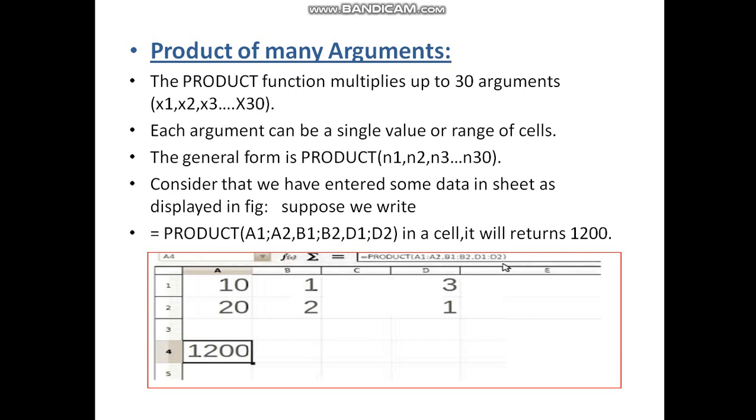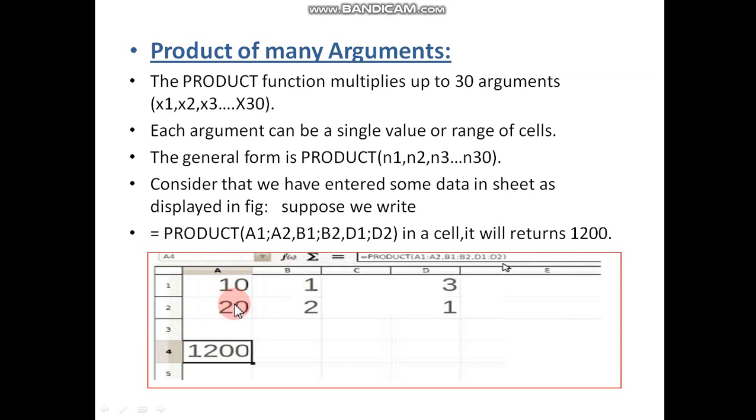Consider that we have entered some data in a sheet as displayed in the figure. Suppose we write 10 in cell A1, 20 in A2, 1 in B1 and 2 in B2. After that we write 3 in D1 and 1 in D2. When we want the product of all the numbers, we write product(A1:A2, B1:B2, D1:D2). Then all the values are multiplied with each other.